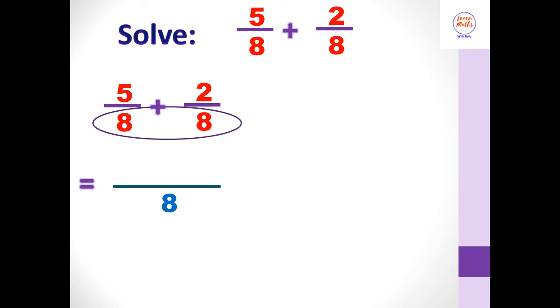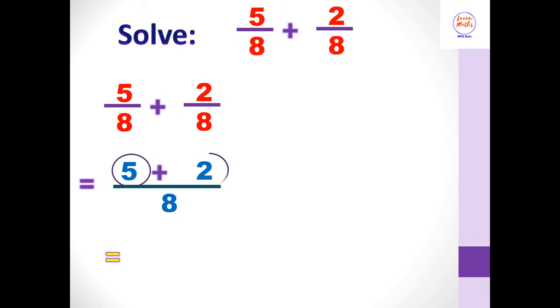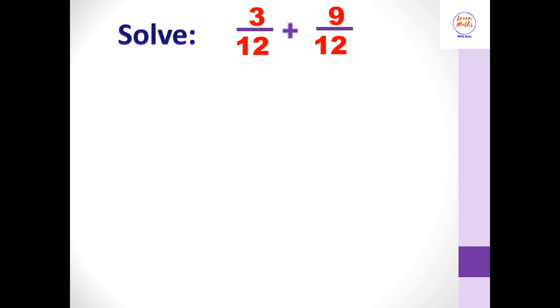So we pick one out of the 2 denominators, then we go on to add the numerators together. So we have 5 plus 2, and that gives us 7. So we have 7 over 8. So very simple, very straightforward again, as simple as ABC. So let's do this together.